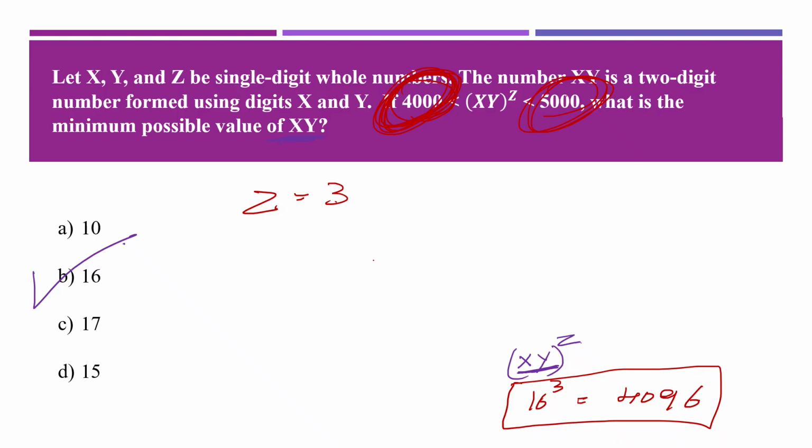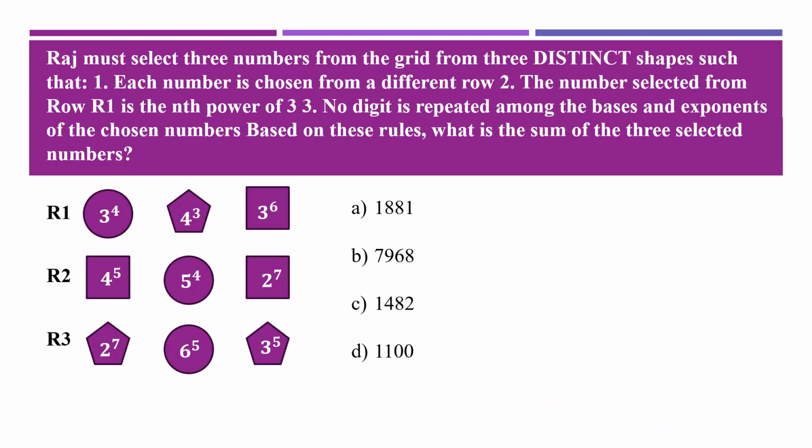Great. Let's move on to the next question. Raj must select three numbers from the grid from the three distinct shapes. Okay, I guess here we have three shapes, and we need to select one number from three shapes. Each number is chosen from a different row. Okay, it's like different shapes and different rows.